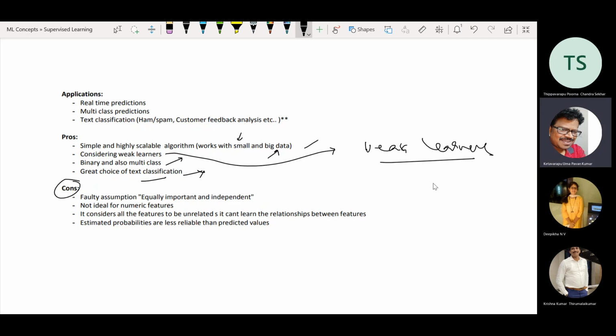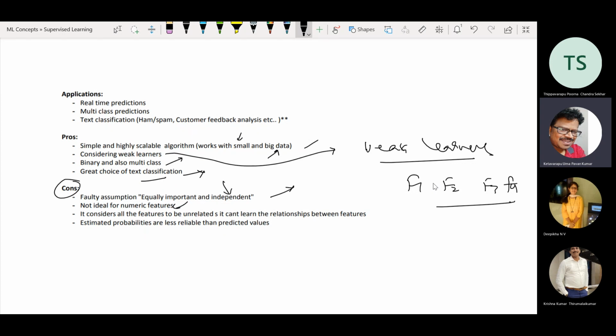And the cons are there, friends. On the other side, if you observe real-time data sets, the assumption does not hold good. I cannot give equal priority to all the features, and it cannot give any valuable information for us. Considering independent features is also quite unnatural in real data sets. It is not ideal for numerical features; for numeric data, you can select another algorithm.